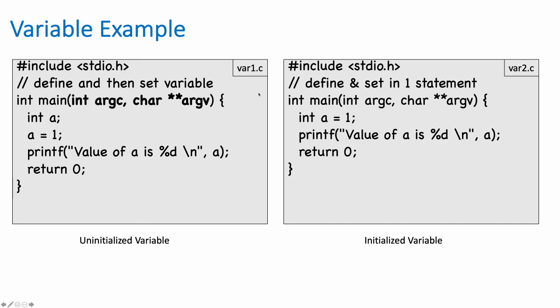This is var1.c. There's a slight difference in var2.c. I'm initializing the variable as I create it. So again, I'm creating a variable named a, and it's going to have the value 1. This program will print out exactly the same output.